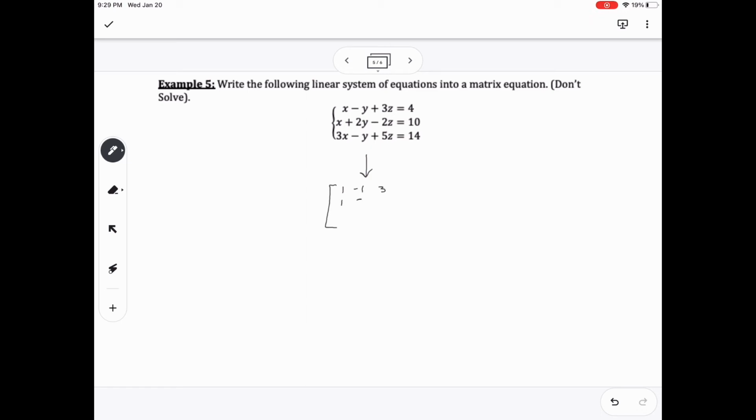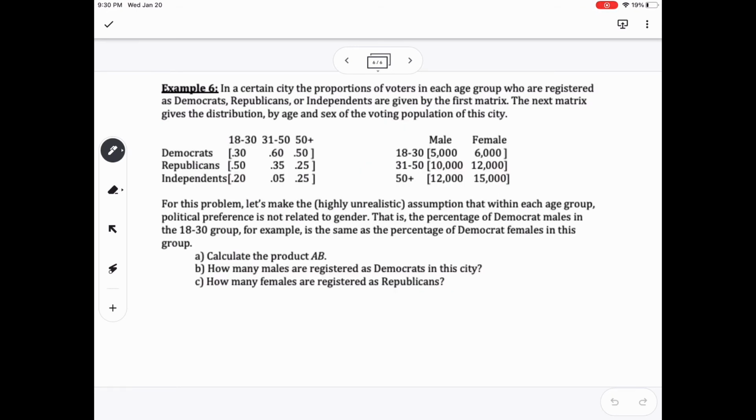The order does matter for matrix multiplication. Example 5 is pretty quick and easy. We have written matrix equations in augmented matrices, but we can also write them using separate matrices. So you can write a matrix for just your coefficients of x, y, z, then write a matrix for your variables, a variable matrix, and then that equals the solution matrix. We'll talk about this more in another video, but I just wanted to show you that you can set that up. We just don't want to solve.